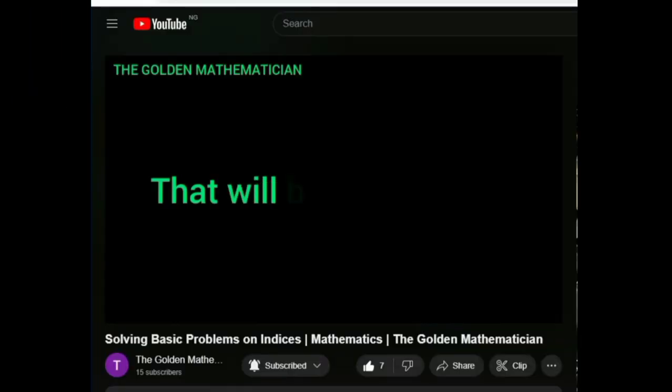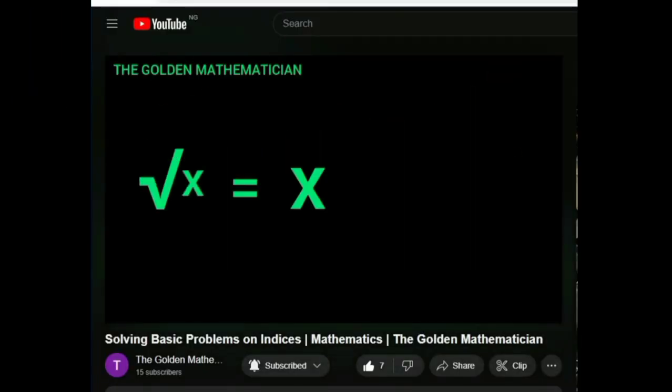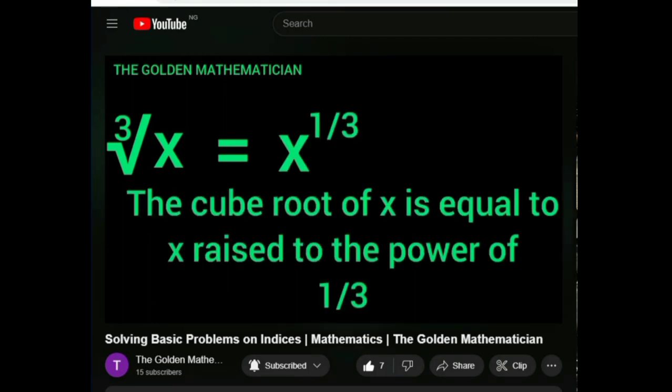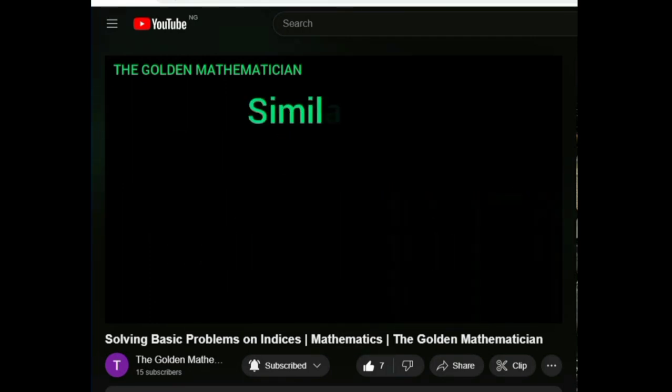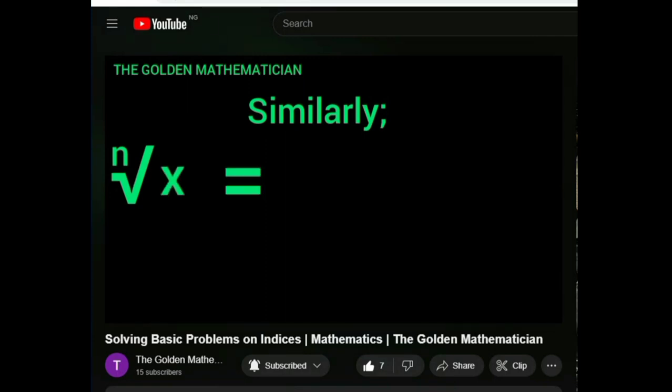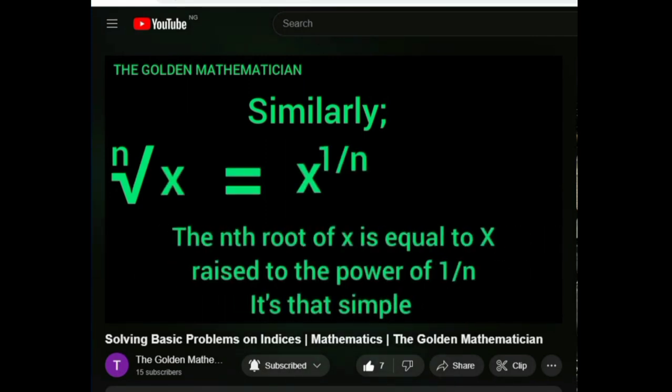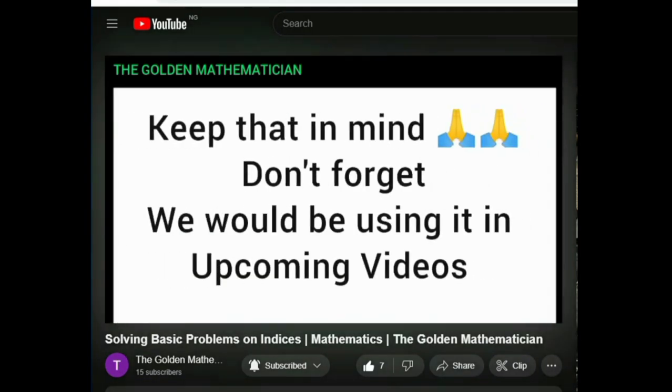Recall from the previous video where I said the square root of x is equal to x raised to the power of 1 over 2. I also said the cube root of x is equal to x raised to the power of 1 over 3. And lastly, I said the nth root of x is equal to x raised to the power of 1 over n. I hope you remember.